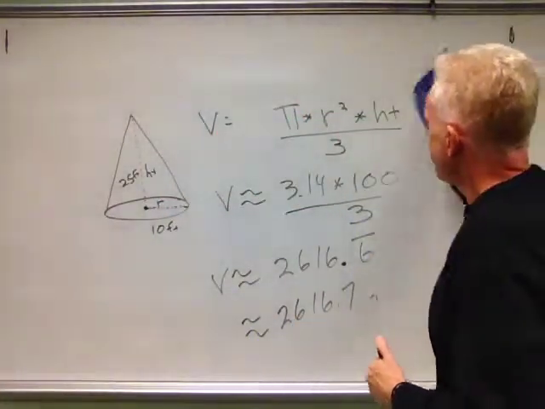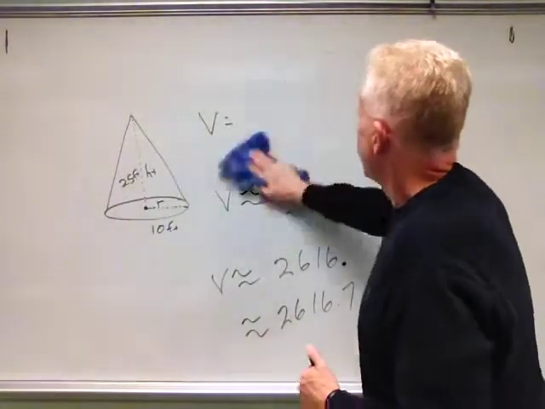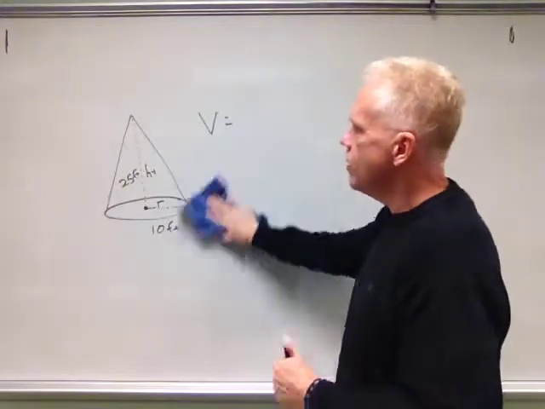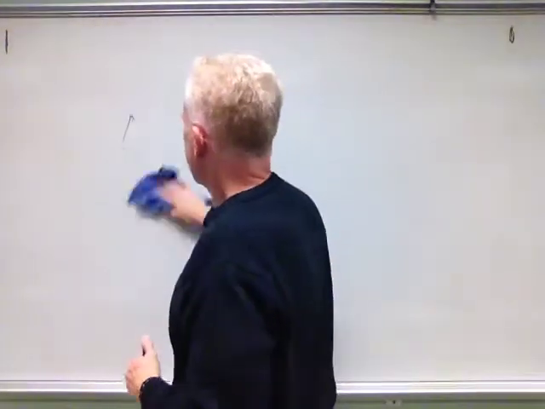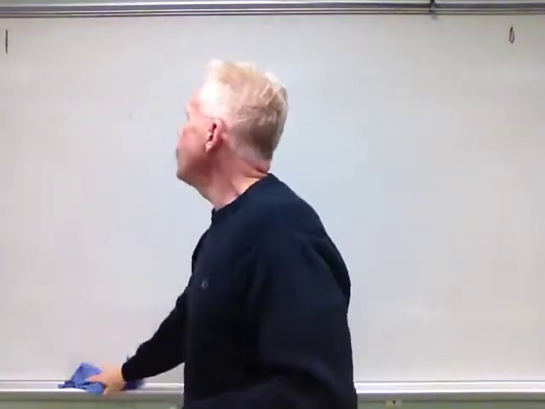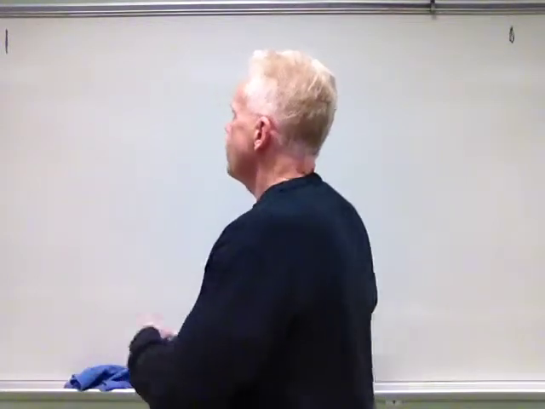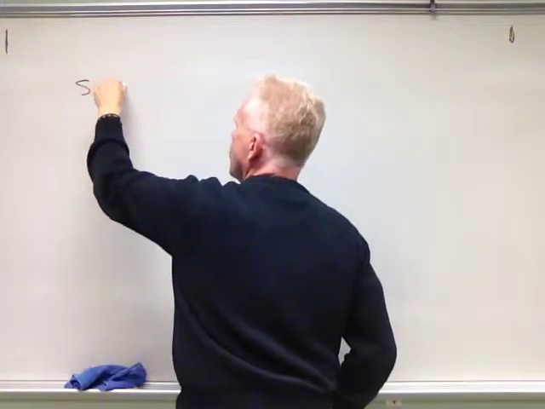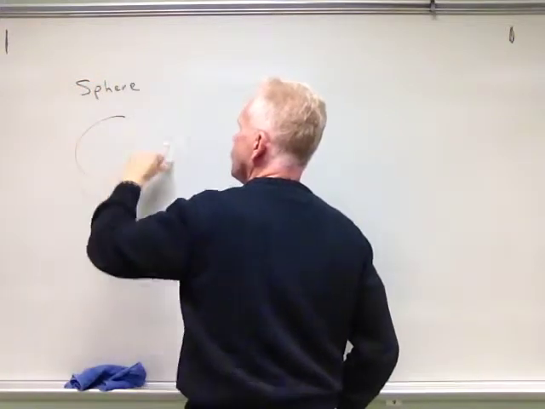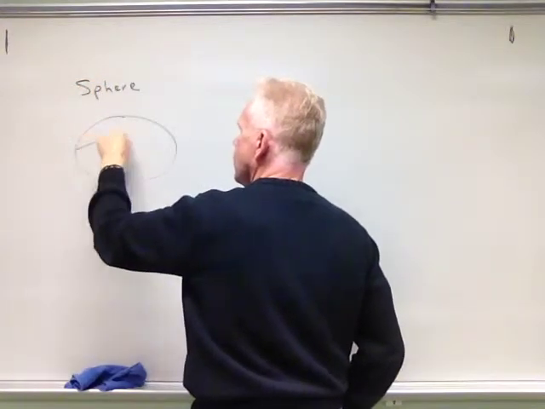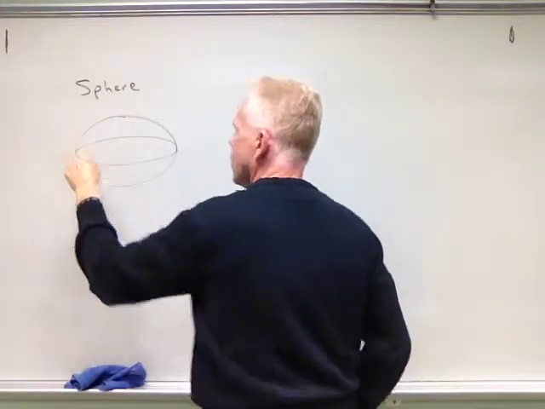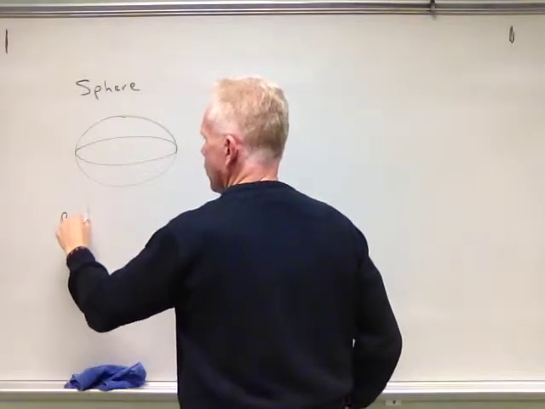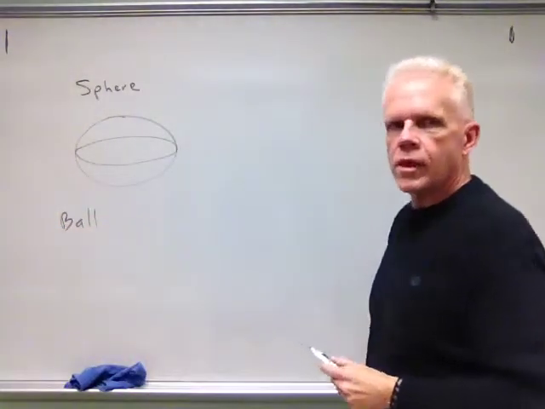Hopefully you have some good examples for this section. So far we've got a good definition of volume. We've got a rectangular solid, a cylinder, and a cone. Let's talk this time about the volume of a sphere. S-P-H-E-R-E. A sphere is simply like a ball.